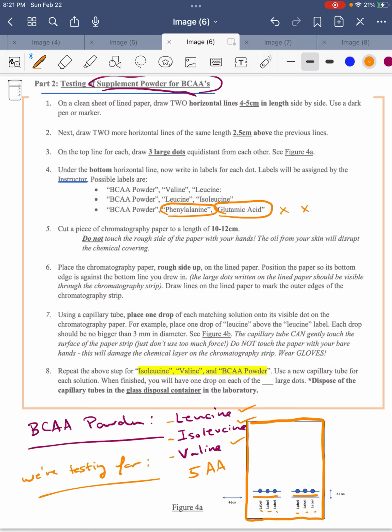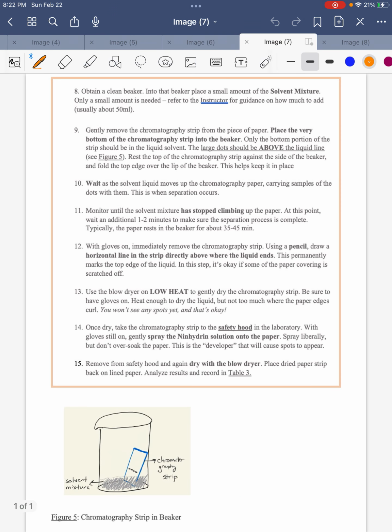And rightfully so, these are 2 other amino acids that do not play a role in muscle protein synthesis, in building muscle. And these are not branched chain amino acids. So we have a way to control and see if it tests positive for what it should, and then we just threw some other ones on there. Okay. So we made those strips. Remember you made those strips? Put the samples on there. Put it in a beaker with some fluid.